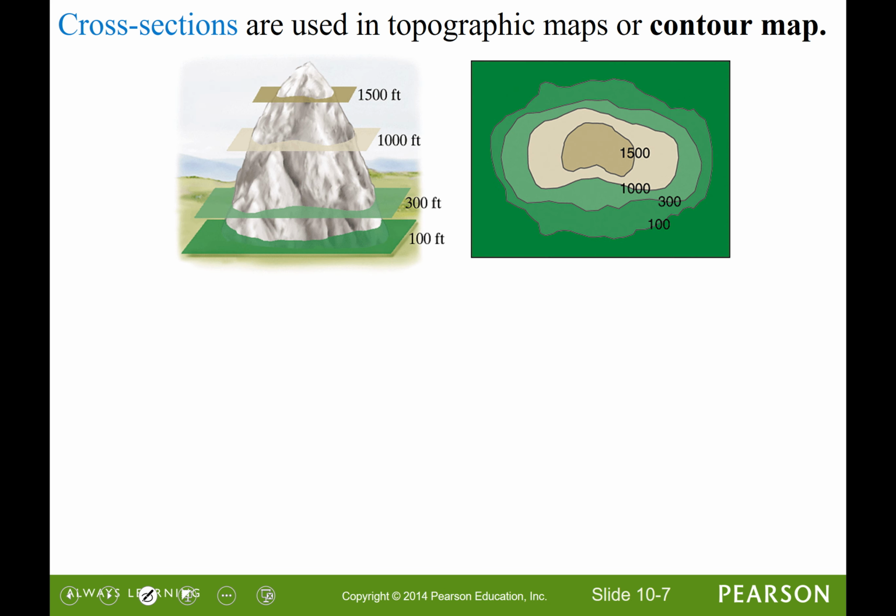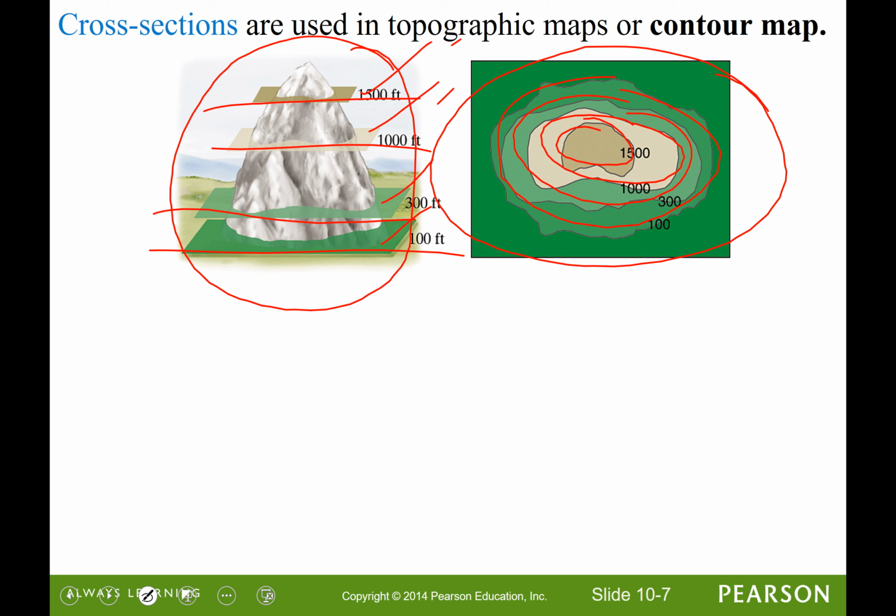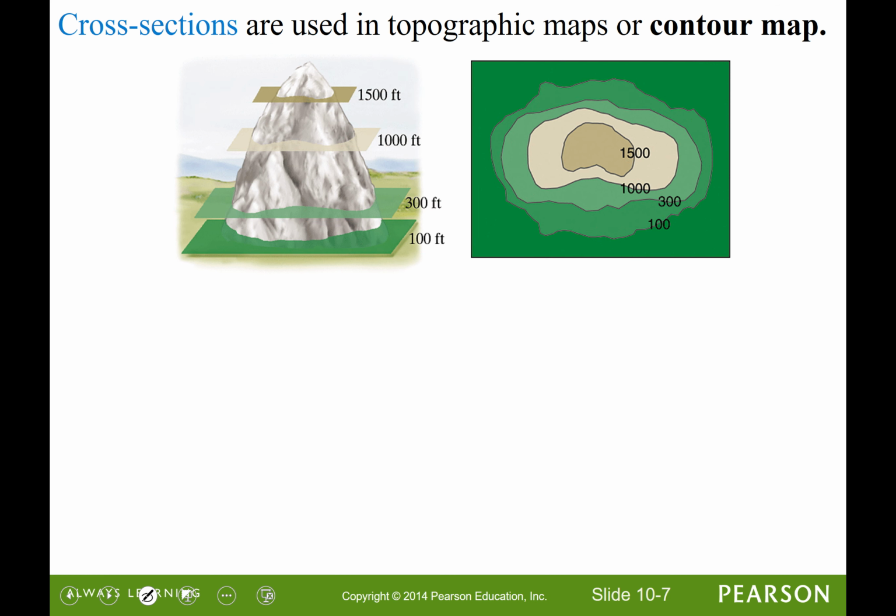All right. Cross sections can be used in topographic maps, sometimes called contour maps. So you can see we have this three-dimensional space, so this solid, and we're cutting it with these two-dimensional planes. And then what we can do with that information is turn it into a contour map, so a two-dimensional map like you see here. So each of these represents a cross section, so where the solid is cut by the plane. It's cut 1, 2, 3, 4 times, which is why you see 1, 2, 3, 4 cross sections there.